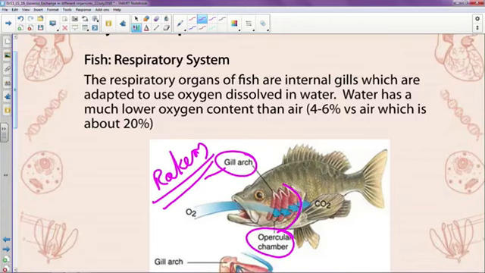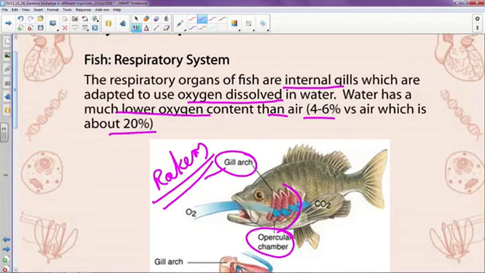So the respiratory surfaces of fish are internal gills, and these are adapted to use dissolved oxygen in the water. Water has a much lower oxygen content than air. It's between 4 to 6% as compared to when you're on land, in atmospheric air, which is about 17 to 20%.